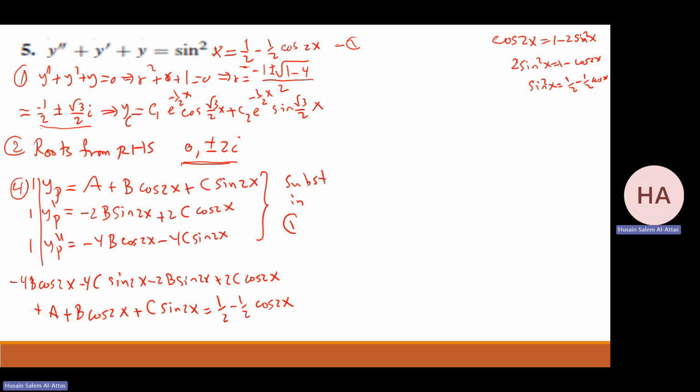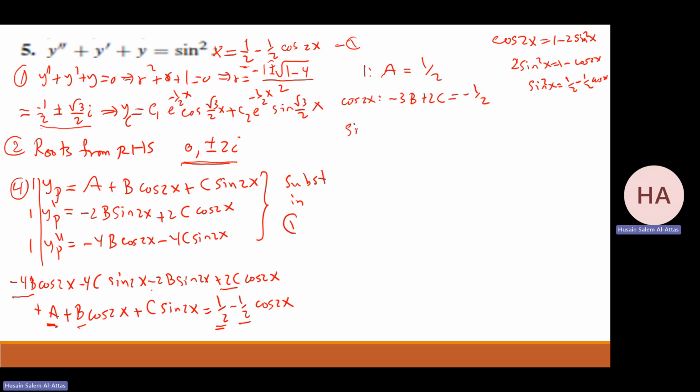So we need the coefficient of the constant, which is easy. I have only a here. That will be a, and from the other side I have half. And then the coefficient of cosine 2x. I have minus 4b plus 2c plus b, so I have minus 3b plus 2c, and that should be equal to minus half, since I have minus half here.